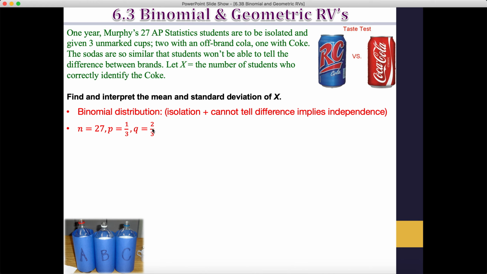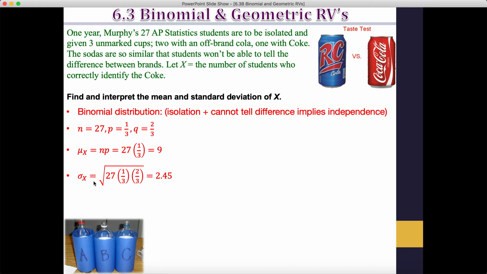Again, I'm defining Q to be the complement of that, the probability of a single failure per trial. So if success is 1/3 of the time, then failure is 2/3 of the time. And since every student is doing this, the number of trials is equal to the number of students, 27. So the mean value, how many students we would expect to guess correctly, comes out to np, which is just 27 times 1/3, or a third of 27, which is 9.